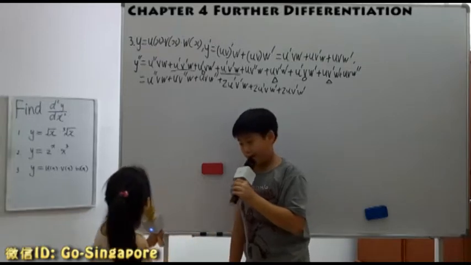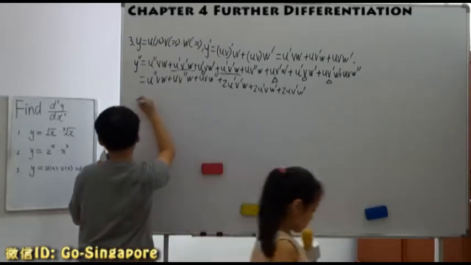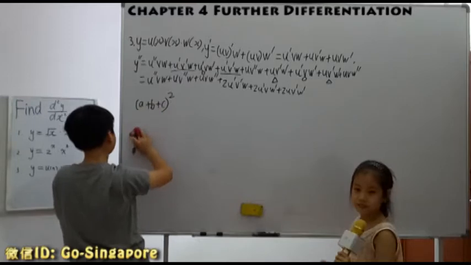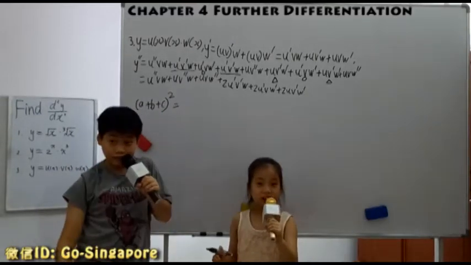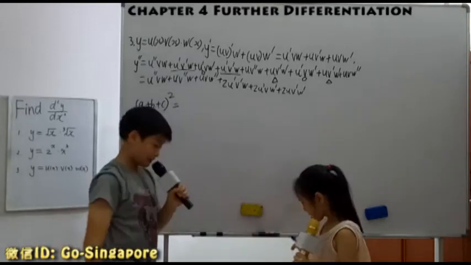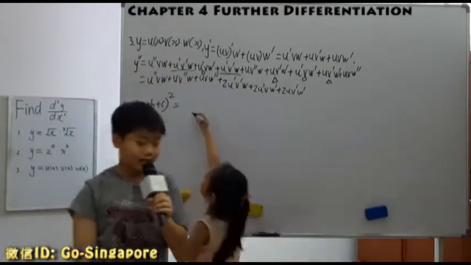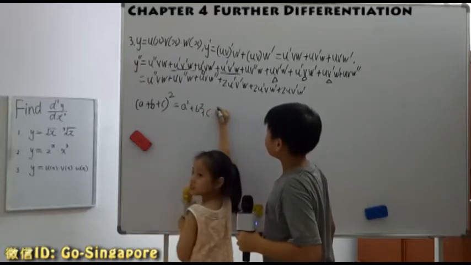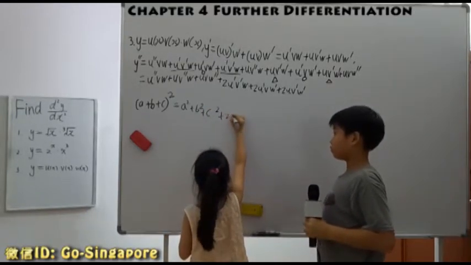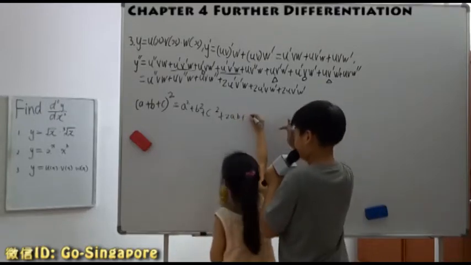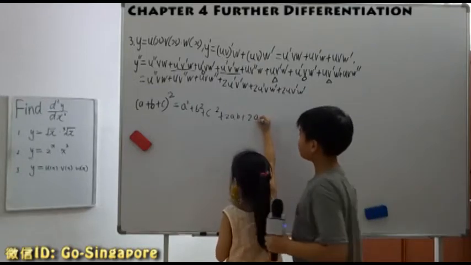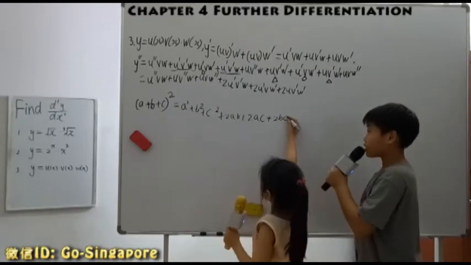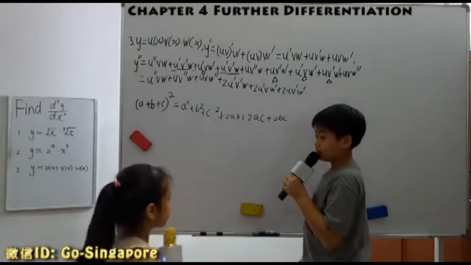Let me show you. Is it like A plus B plus C and then this bracket squared? Correct. Okay, so can you write it out? Write it higher, keep it in a straight line. So it is like this, right? So for this, what did you realize?